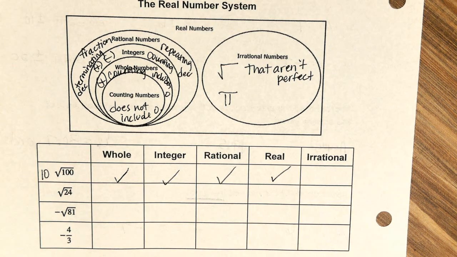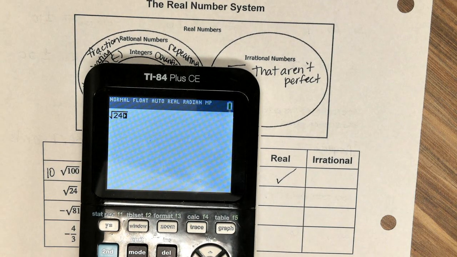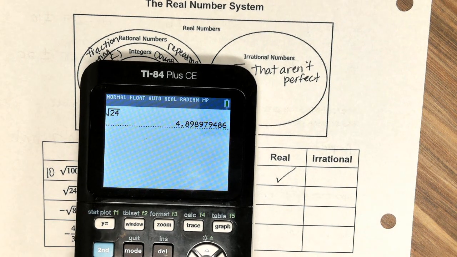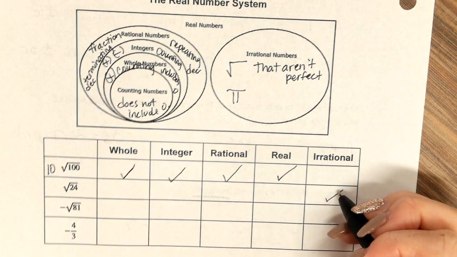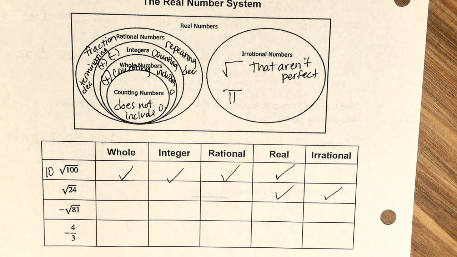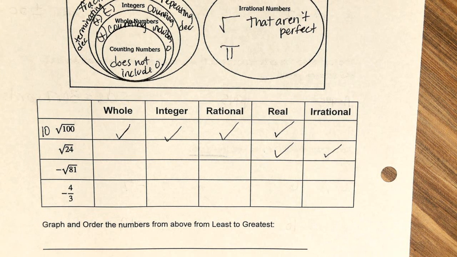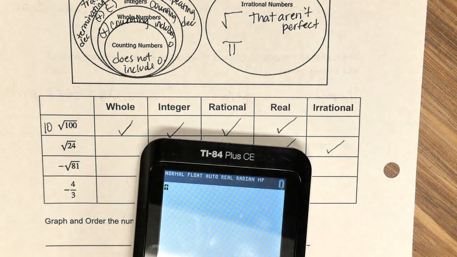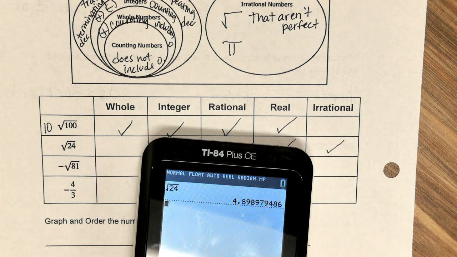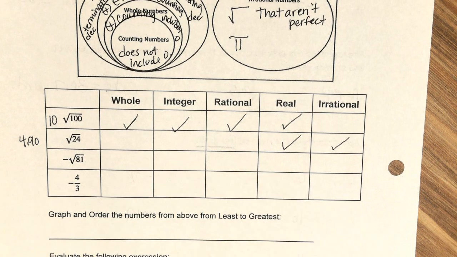Good? All right, the square root of 24. Let's go put it in our calculator. Is it perfect? No, so it is automatically irrational. If it's irrational, it's also real. All right, the negative square root of 80. Well, real quick, we're going to have to order these in a minute. See, it says graph and order the numbers from this list. So what was the square root of 24? 4.8. So 4.90 if I round it. Yeah? Okay. The negative square root of 81.